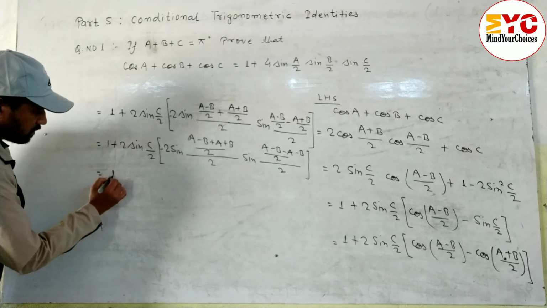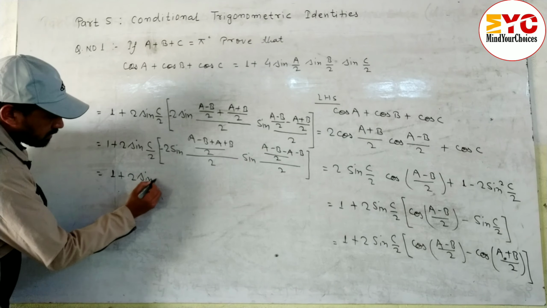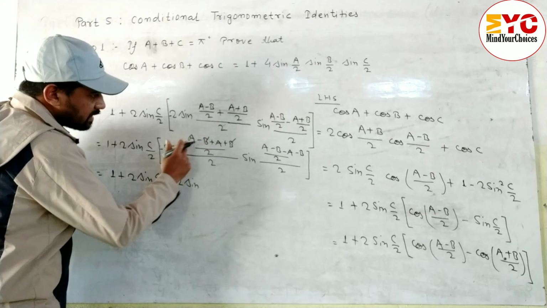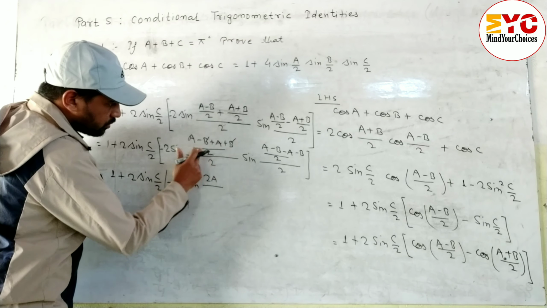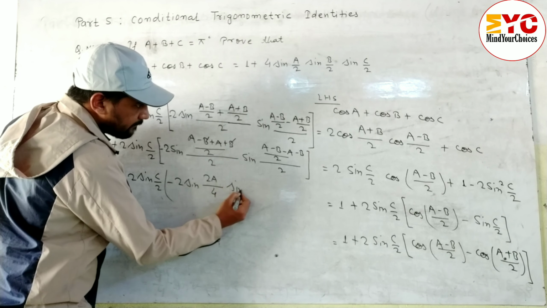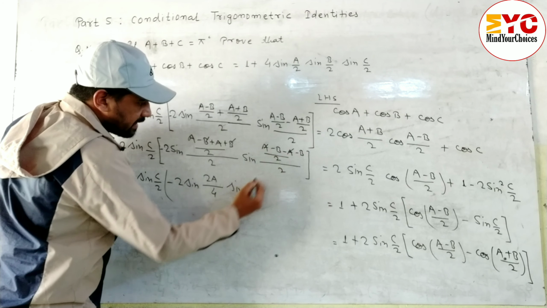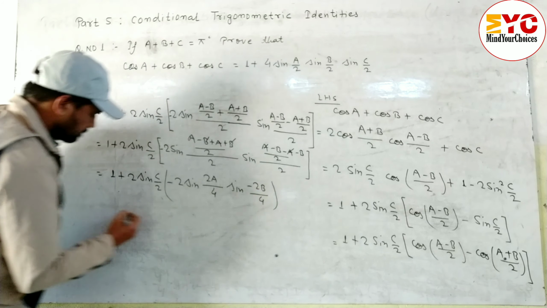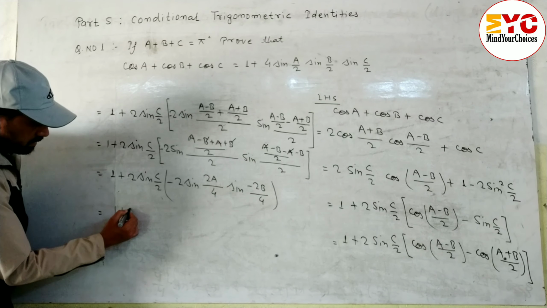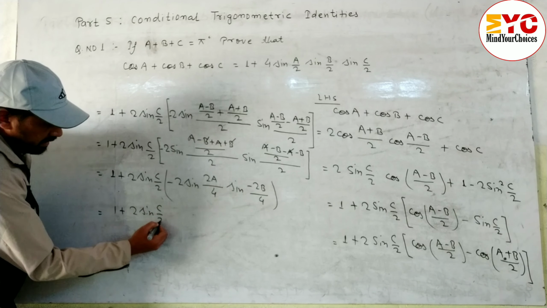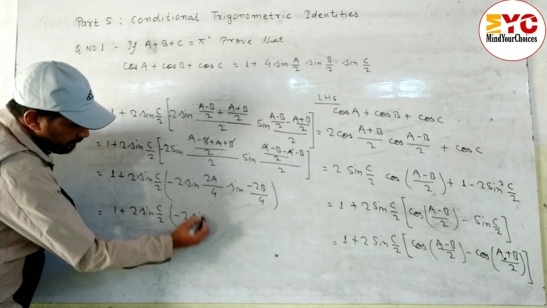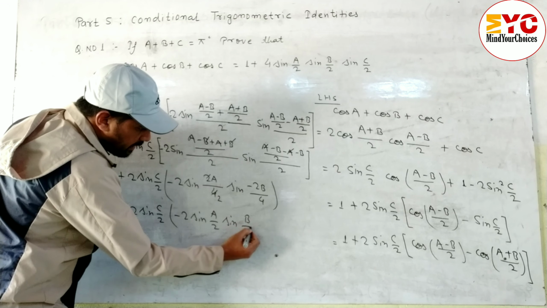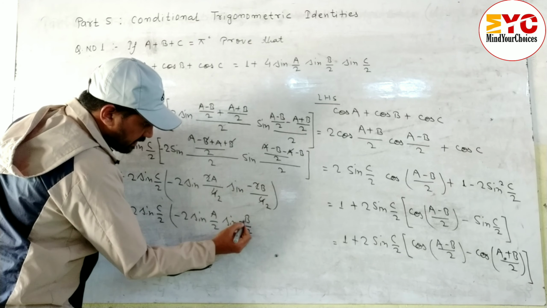After this, 1 plus 2 sin C by 2 into (2 sin... minus 2 sin), here b and b cancel, a plus a is 2a by 2 into 2 is 4, here sin, cancel a and a cancel, minus b means minus 2b by 2 into 2 is 4. So 1 plus 2 sin C by 2 minus 2 sin, 2 2s are 4, so a by 2 sin b by 2, 2 2s are 4 and minus b by 2.